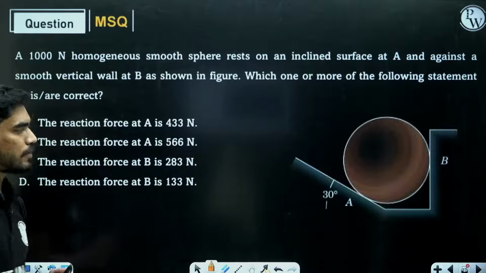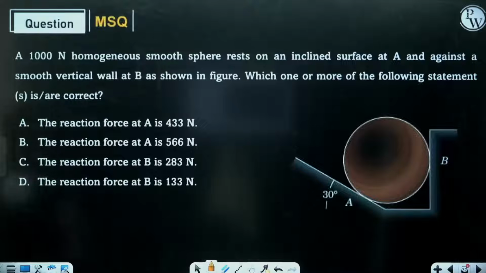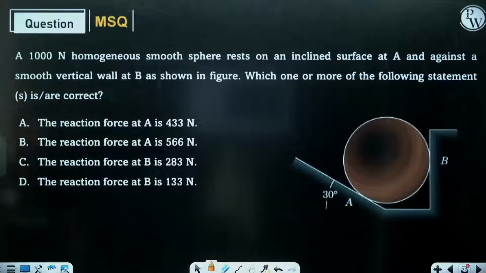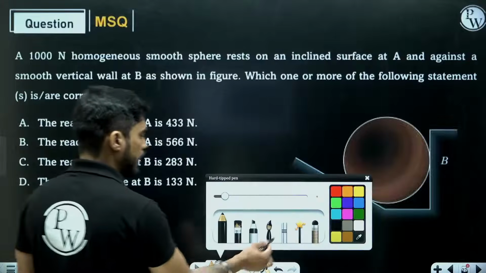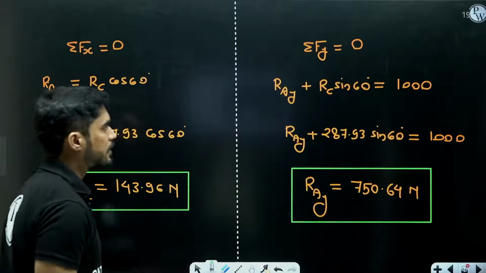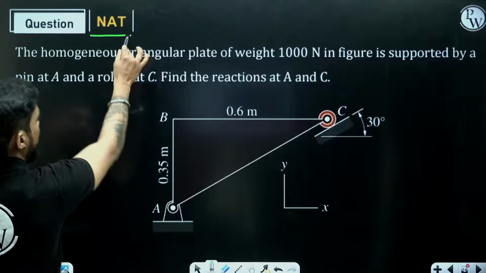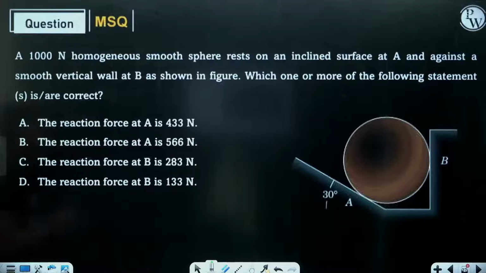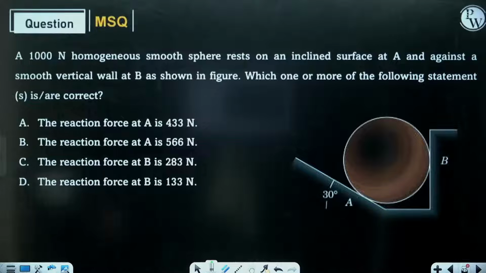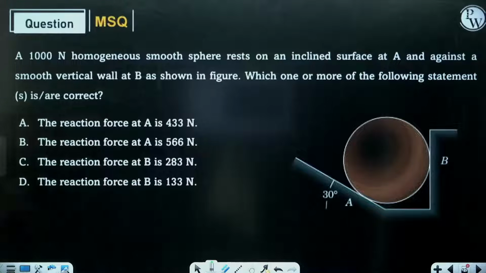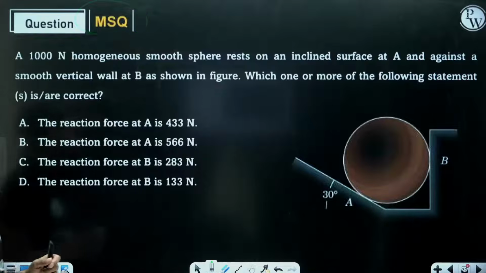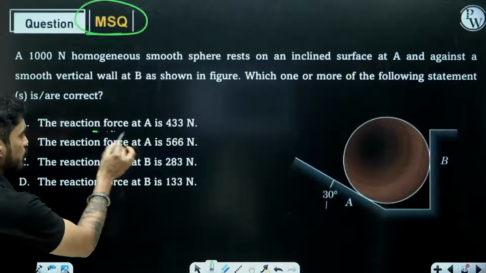Let's move on to the next question. Now this is an interesting one. This is an MSQ question. What do we mean by MSQ question? In GATE you have three types of question. NAT, which is numerical answer type, where you have blank spaces and you have to fill the answers. Then MCQ, multiple choice question, where you have 4 options and one of the options is correct. And then MSQ, multiple select question, where you have multiple options which can be correct.